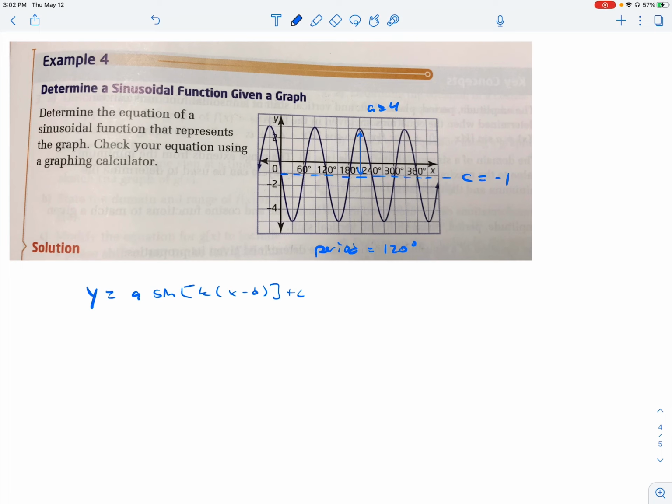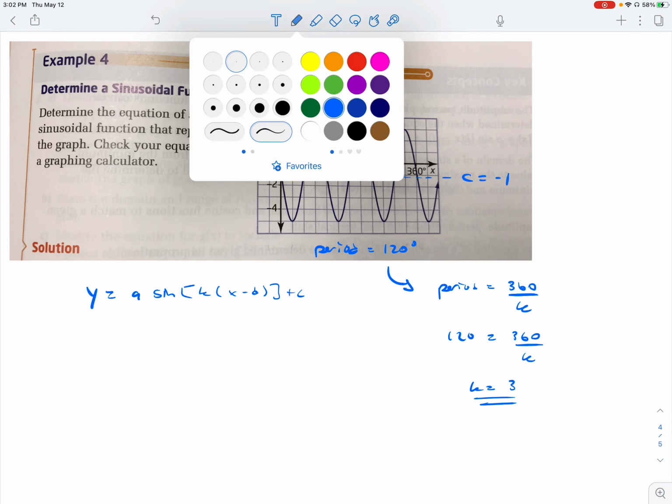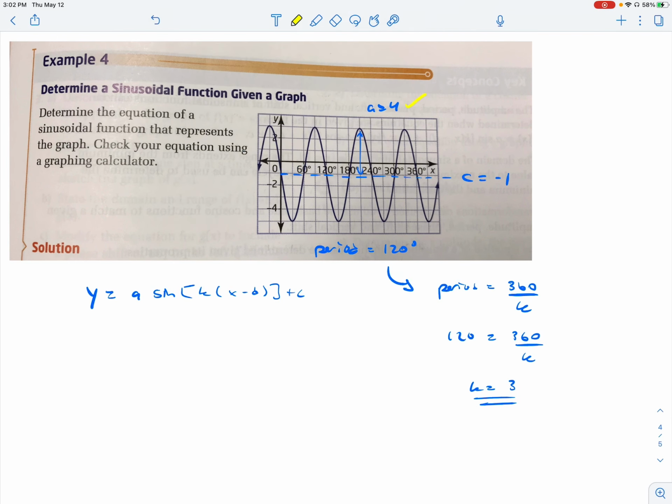So if the period is 120, what I can take away from that is the period equals 360 over K. 120 equals 360 over K. Well, K must be 3. So we now have values for A, K, and C.